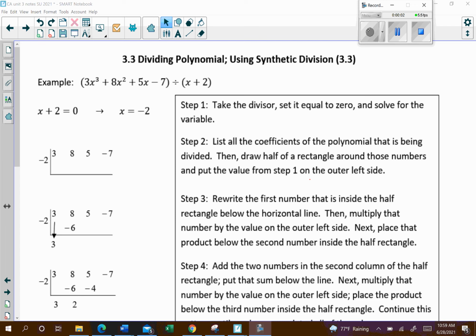Okay, so now with 3.3, we're going to go in a different direction. We're going to go back to solving equations, specifically higher order polynomials. So 3.3 and 3.4 are going to go together. 3.3 is an introduction to teach you how to use synthetic division to help you in the process. So the big picture is we're going to be solving higher order polynomials that are not factorable.